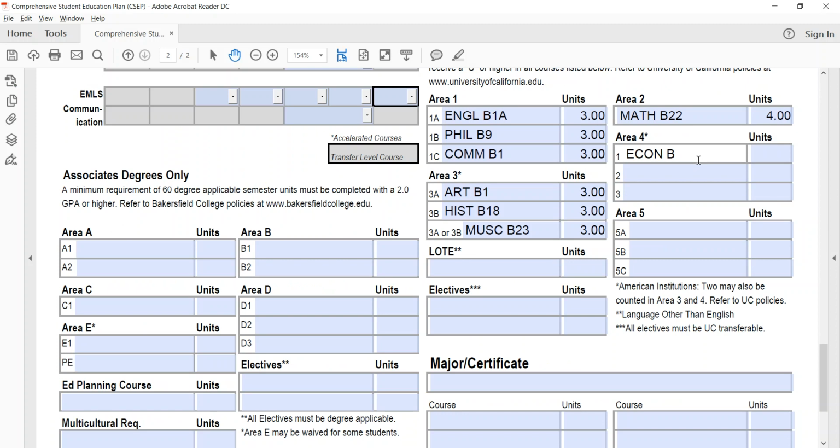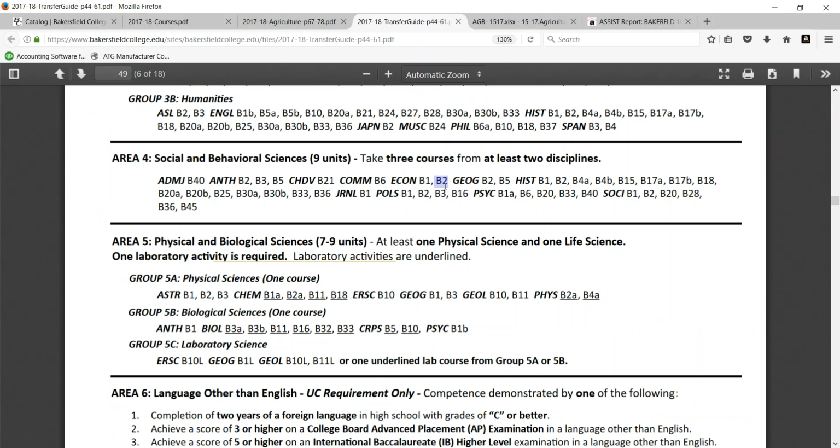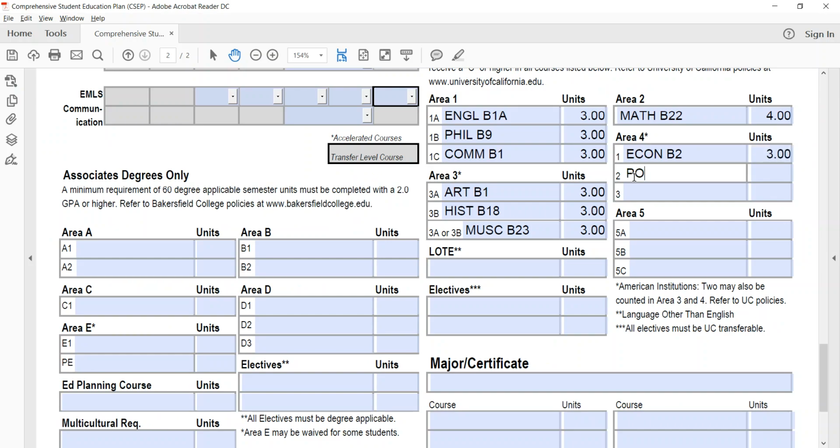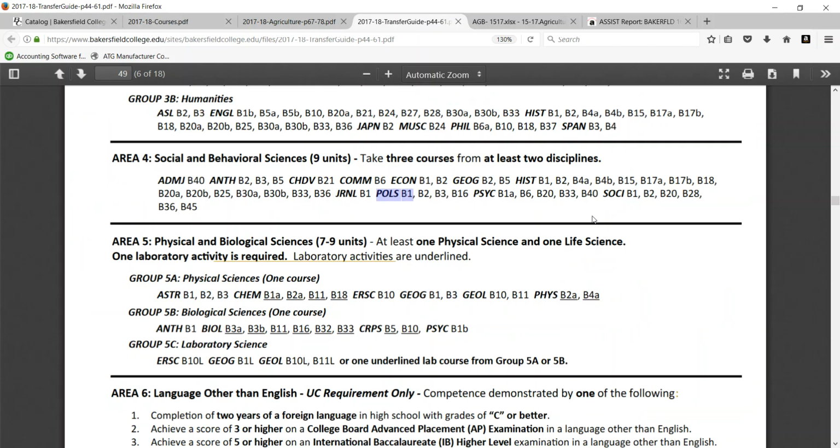and I'm all about trying to make sure that you're efficient in your time here at Bakersfield College. So I'm going to plug in Econ B2, 3-unit class, and then I'm definitely going to put in this political science, just because in the other one they require some sort of government class. So I'm going to put that in there in case I bounce back and forth between my pathways.